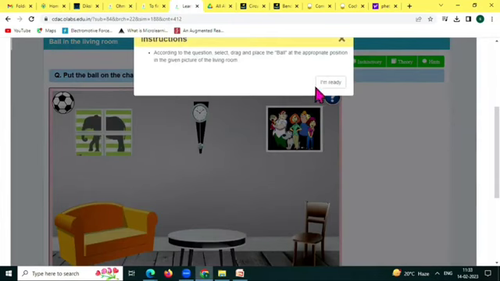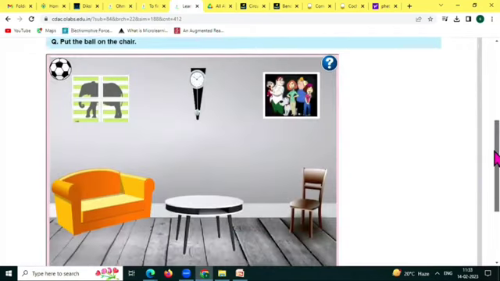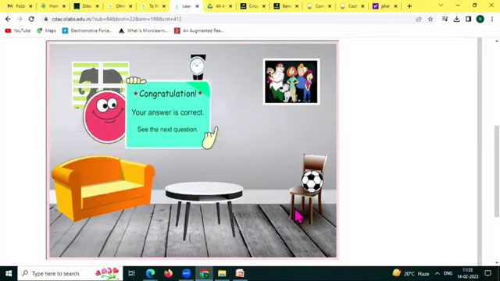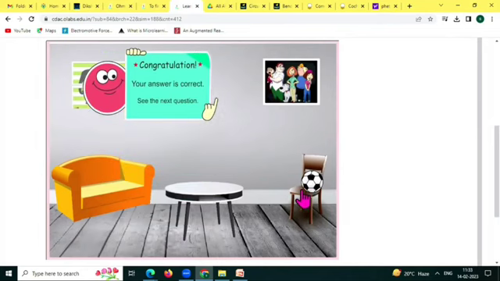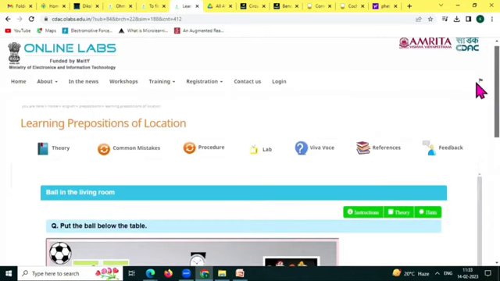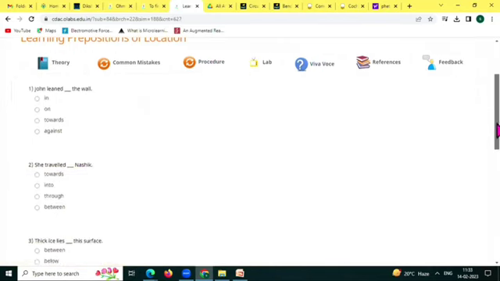This way we can continue learning, and all the questions can be done here. If the ball is kept on the chair or below the chair, your answer is correct. Now see the next question. The instructions are given. In all these virtual labs, viva voce is also given for the assessment.